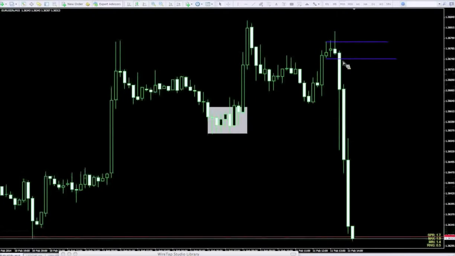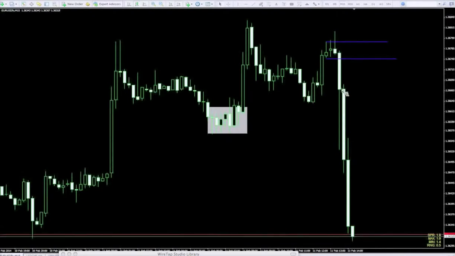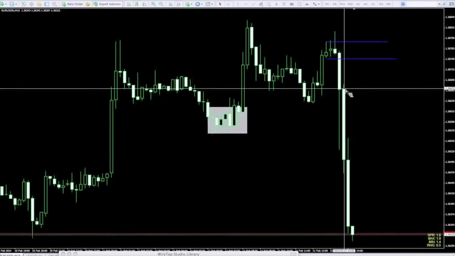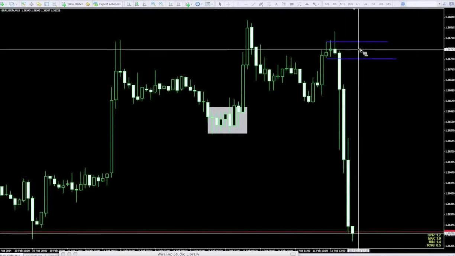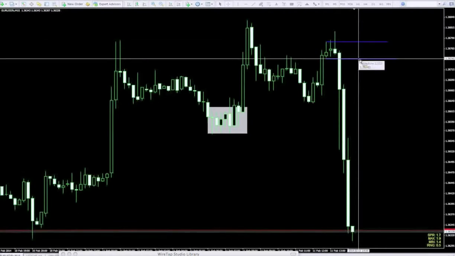But I'm skipping around a bit. Let me go back and start again. At the close of this candle, we want to enter at the open of the next candle. Our profit target is twice the width of the box.